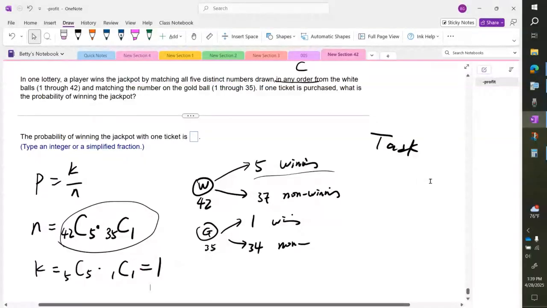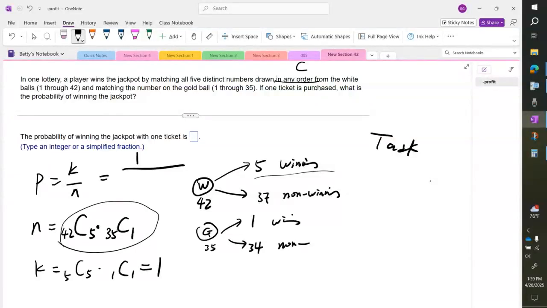So the probability is going to have a 1 as the numerator, which is good news. Why is it good news? Because it doesn't matter how big the denominator is, the fraction is already simplified. You do not need to worry about simplifying the fraction if the numerator is 1. What about the denominator? We're going to have to use the calculator. The denominator is going to be C(42,5) times C(35,1). We can do that.